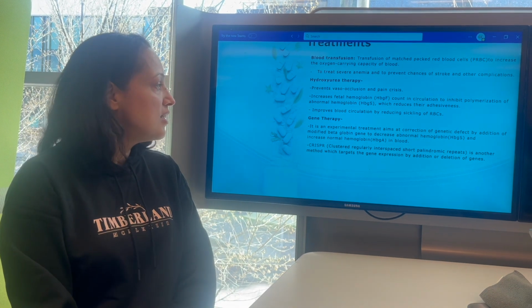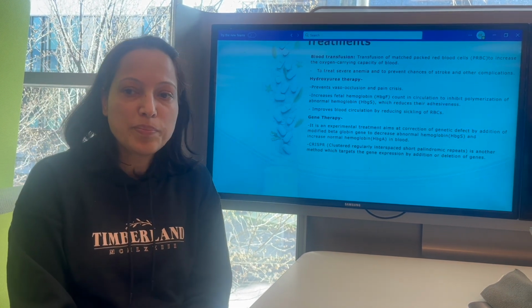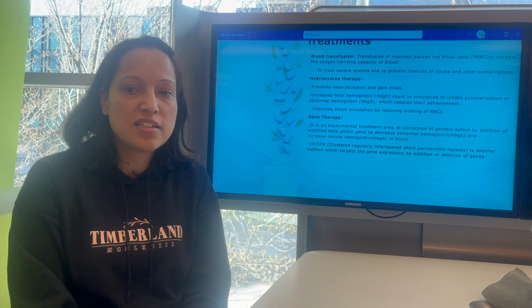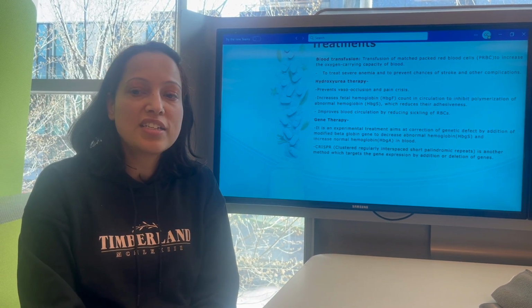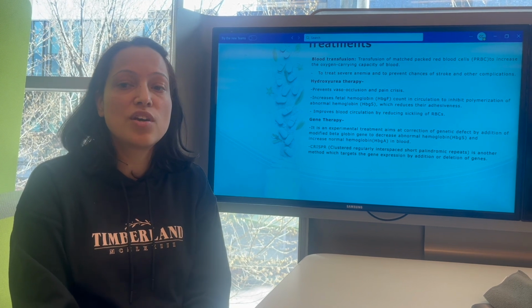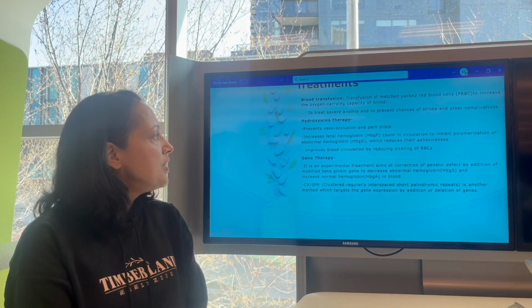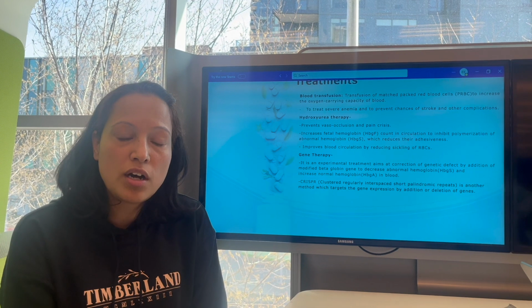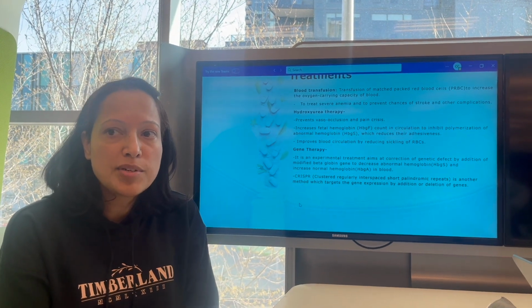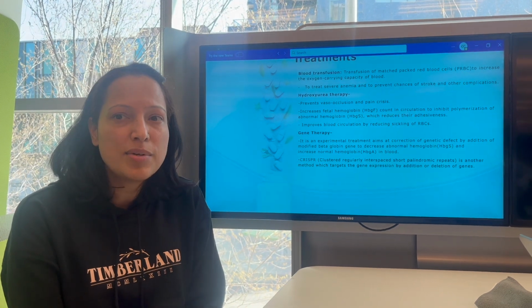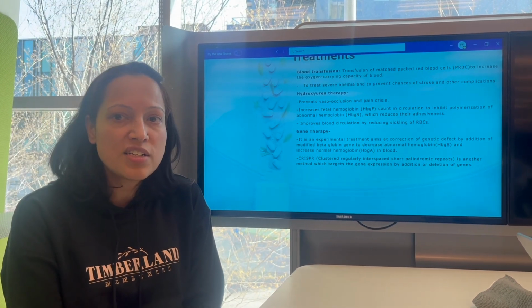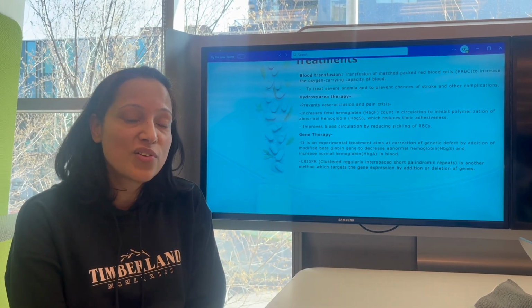And the other one is gene therapy. It is done to correct the genetic defect by adding a modified beta globin gene to decrease abnormal hemoglobin and increase normal hemoglobin. Another treatment is hydroxyurea therapy. It prevents vaso-occlusion and pain crisis. It inhibits polymerization and reduces sickling of RBCs. It helps improve blood circulation.